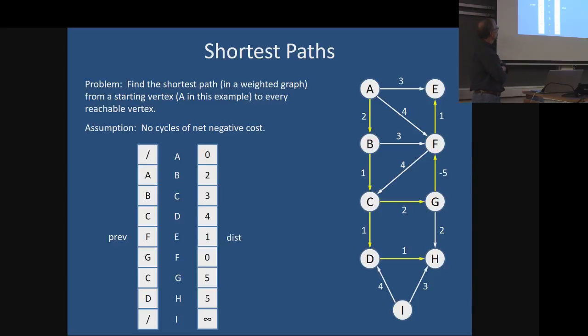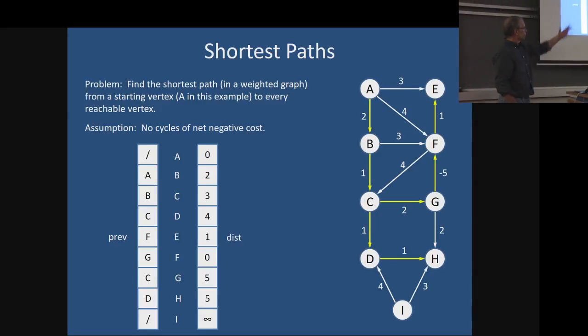All right? There's the answer for that graph. Notice we can encode previous and distance just like before. And the edges that are actually part of the paths are highlighted in yellow. And you look over here and see what the actual cost of the paths are. So from A to B is a cost of 2. From A to G is a cost of 5. From A to F is actually a cost of 0. You get that -5, which makes it cheaper. Okay? So there's a shortest path tree for that graph right there.